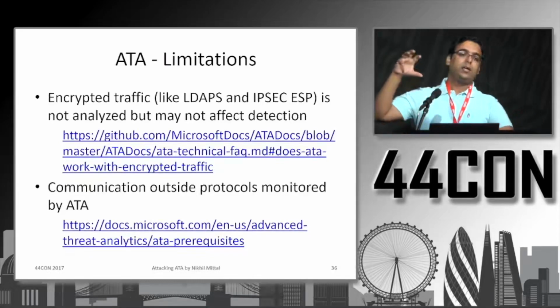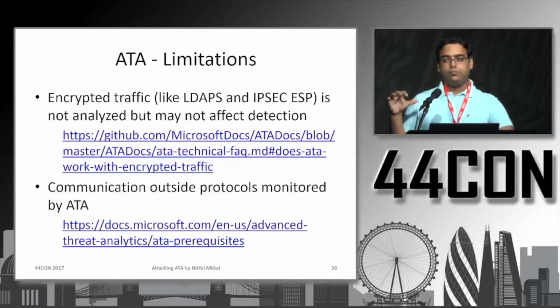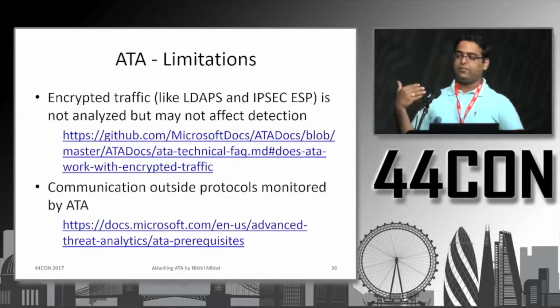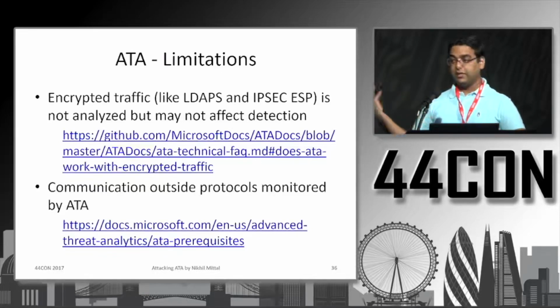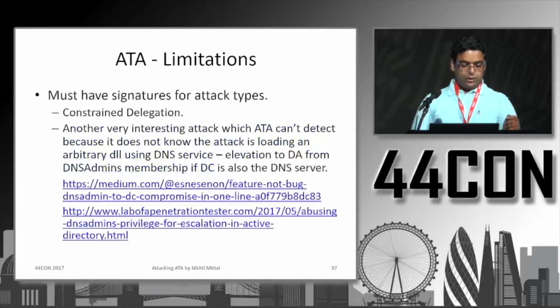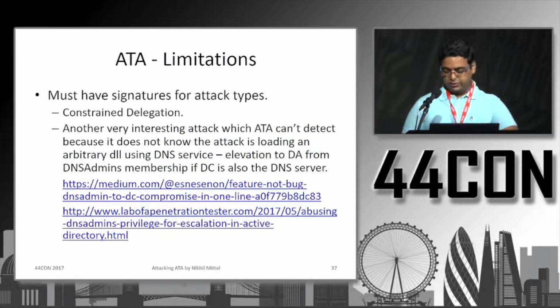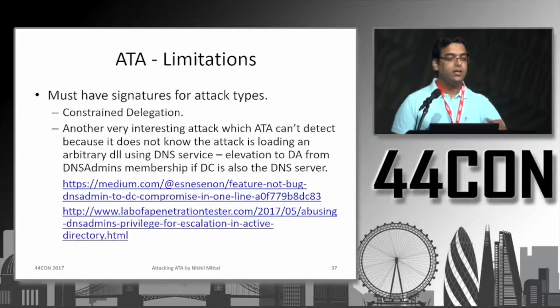Why? Because ATA needs normal traffic and an anomaly to detect those things. If it does not know what an anomaly is, if it lacks, let's say, a signature of an attack, it cannot detect it. Yeah, and that's the thing I was talking about: let's say constrained delegation or DNS admins attack.